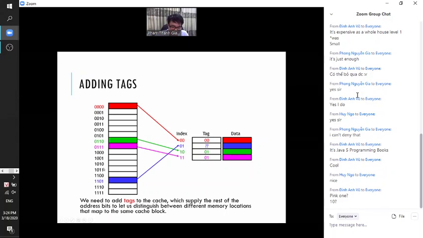Yeah, that's good. So in that case, if we already store the value of 0111 in this position, it means that we need to replace it with a new one and update the value of the tag. Do you understand how the cache operates? Not complicated, right?